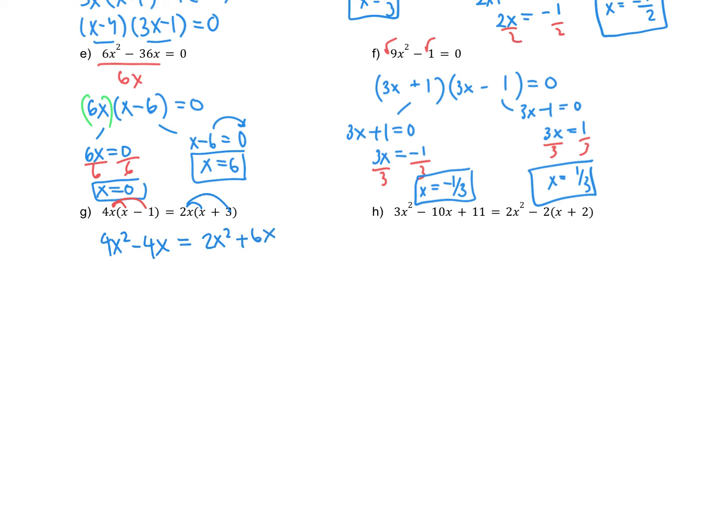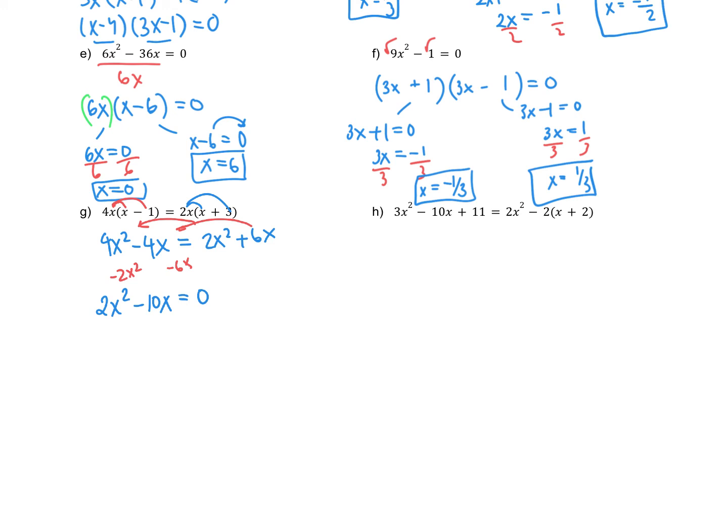Now let's bring everything over. When I bring the 2x squared, it's going to become negative 2x squared. And when I bring the 6x over, it's going to become negative 6x. And again, I'm writing it under the correct like term to simplify. So 4 minus 2, I have 2x squared. Negative 4 minus 6, I have negative 10x. Now I have 0 on the right side.